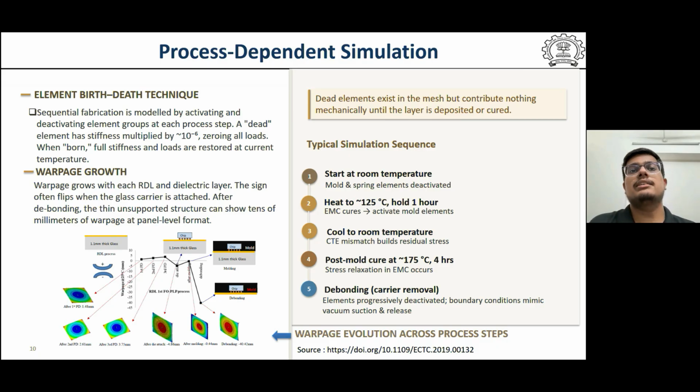Here we start at the room temperature, we heat it to about 125 degrees Celsius for EMC curing and then activate the corresponding elements. Then we again cool back to the room temperature where the residual stresses develop due to CTE mismatch. Then we apply the post-mold cure, during which viscoelastic relaxation in EMC reduces the stresses. Finally, we debond the carrier, releasing the constraint and causing major stress redistribution and maximum warpage. Overall, this stepwise activation with thermal cycling captures the path-dependent behavior of the package.